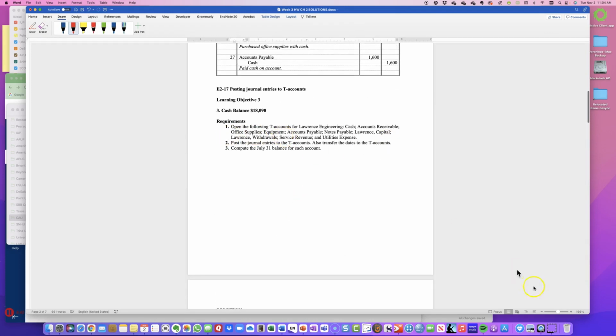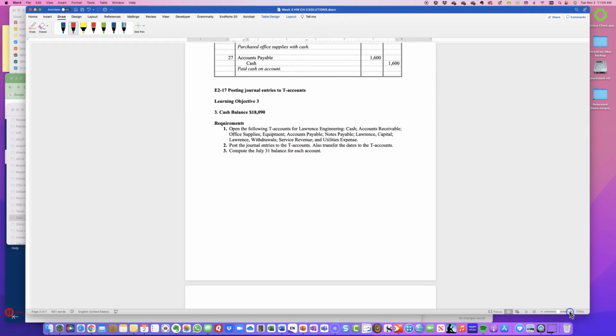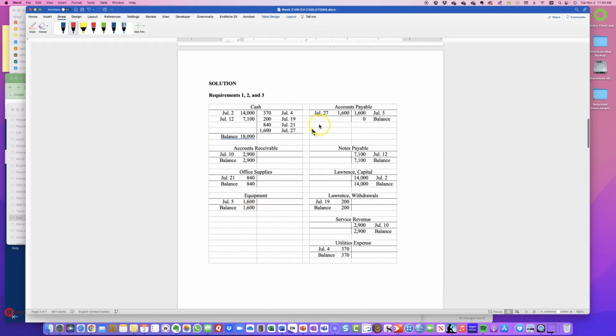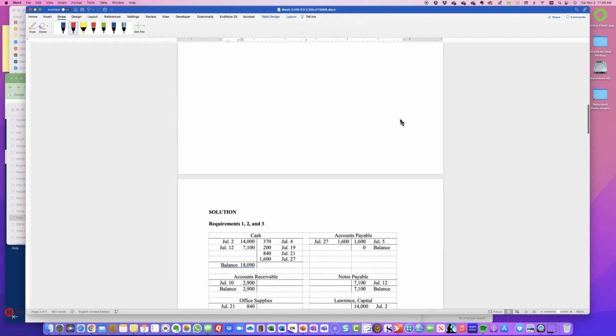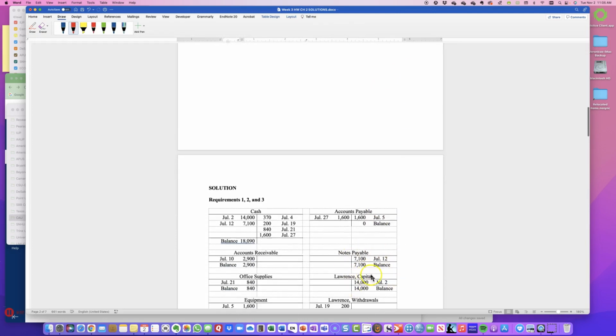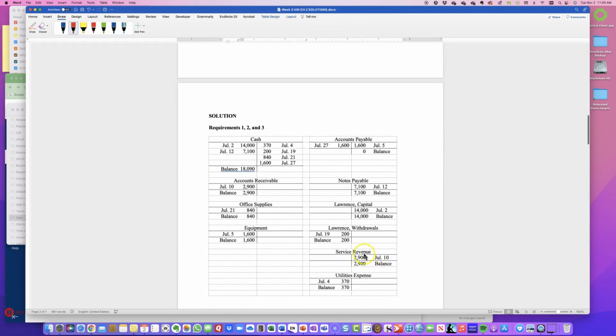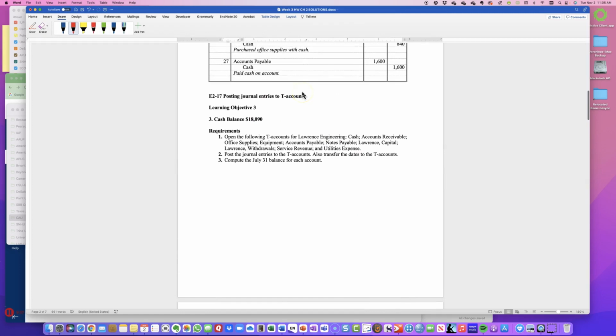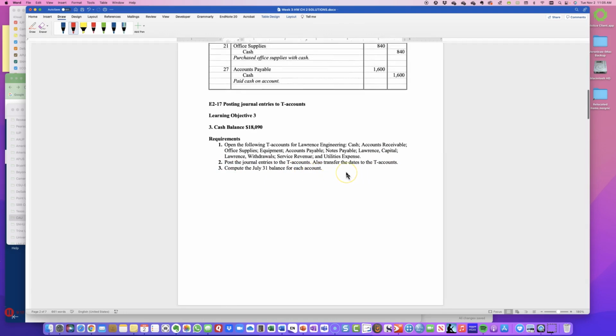Then we have equipment. Let's make this a little bit bigger so we can see nicely. Then we have equipment and accounts payable. Equipment is an asset, accounts payable is a liability. Then we continue with notes payable, Lawrence Capital and Lawrence Withdrawals, our service revenue and our utilities expense. Those are all the accounts that were affected on the top here. What you're going to do now is post the journal entries to the T accounts, and transfer the dates to the T accounts. Then you're going to get a balance, which will be a debit or a credit balance for each.